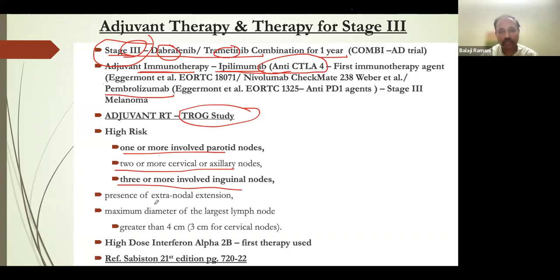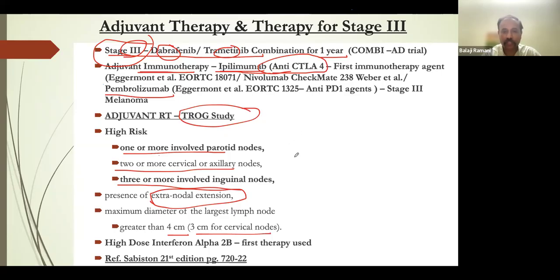And then presence of extranodal extension. Whenever you have matted nodes or invasion, extranodal extension, that is a high risk node. And then diameter of the largest node more than 4 centimeters overall and 3 centimeters for cervical nodes. We all know that 3 is the cutoff in cervical. We were discussing the N staging of head and neck in our class, so that is again a high risk thing.